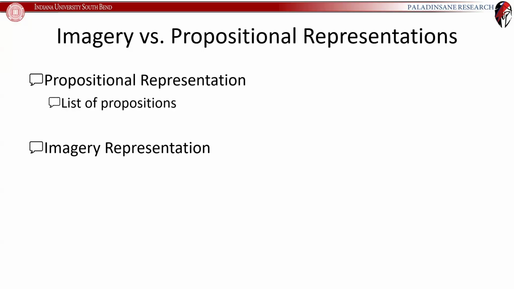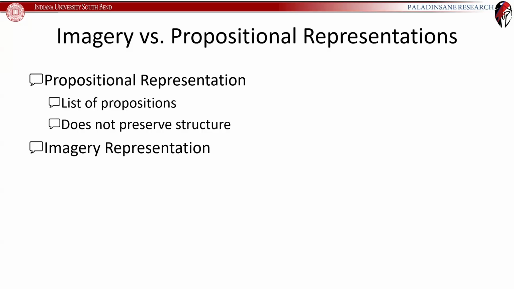So what do we mean when we're talking about propositional versus imagery? Propositional representations are lists of propositions. They are lists of statements. Just a whole, almost like shopping list of statements that represent the external reality. Importantly, they do not preserve structure.